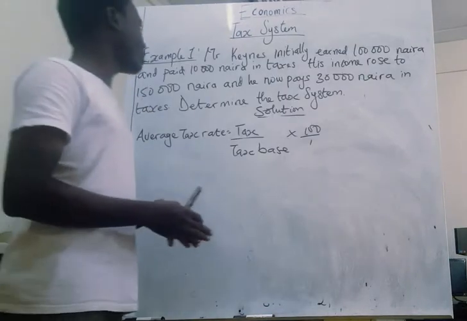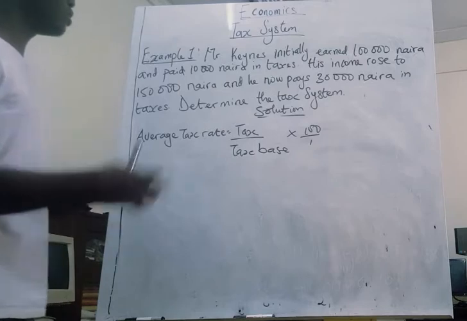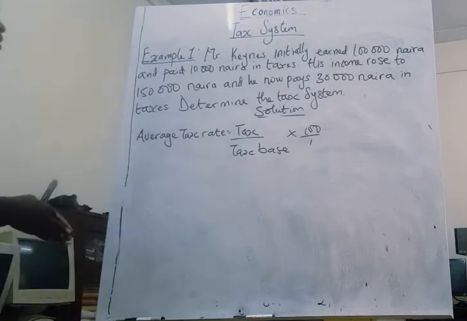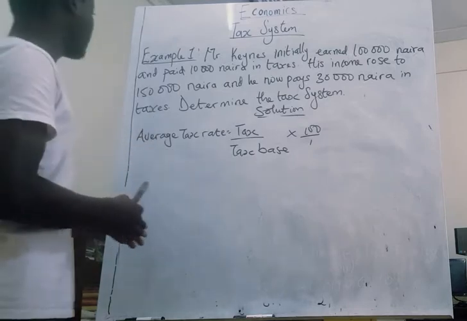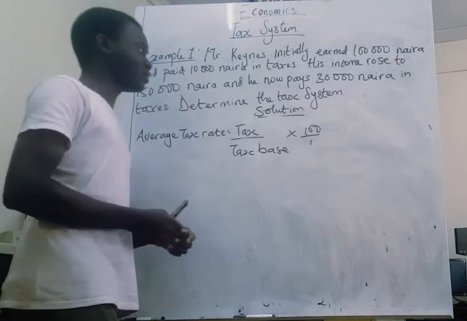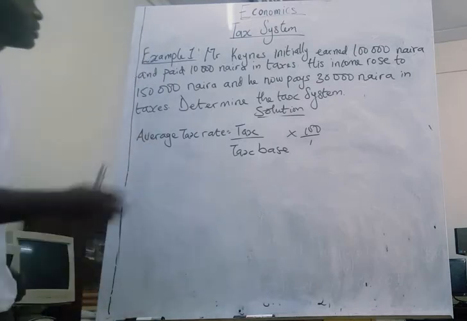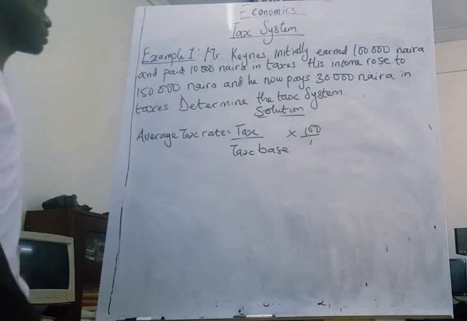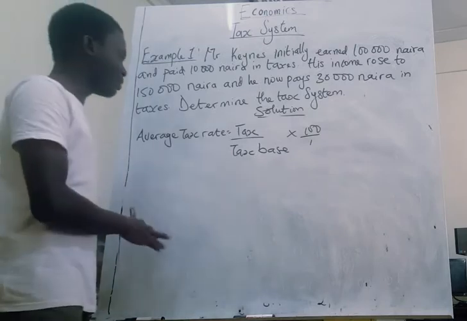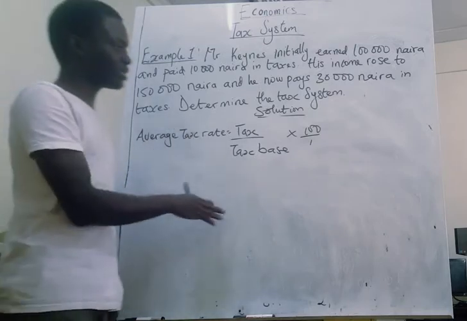We have an example here. Mr. Keynes initially earned 100,000 naira and paid 10,000 naira in taxes. His income rose to 150,000 naira and he now pays 30,000 naira in taxes. Determine the tax system. This is how to solve the problem. Average tax rate is tax over tax base times 100/1.